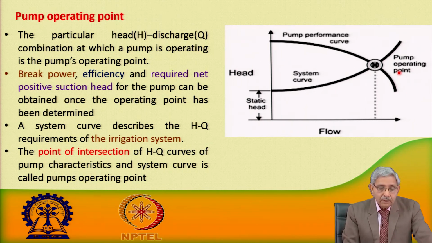The combination at which the pump is operating is the pump operating point, and brake power, efficiency and required net positive suction head for the pump can be obtained once the operating point has been determined. A system curve, that is the HQ requirement, is important for any irrigation system. The point of intersection of the HQ curve of pump characteristics and the system curve is called the pump operating point.